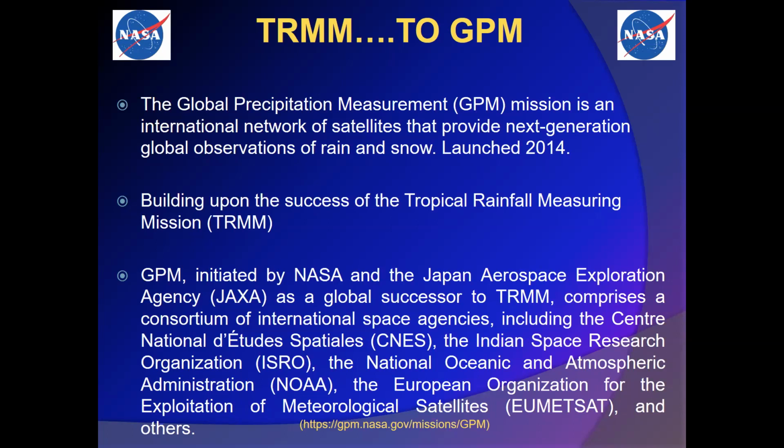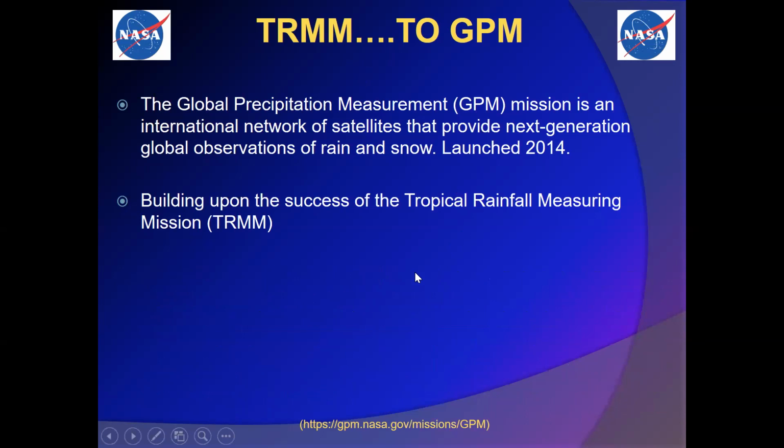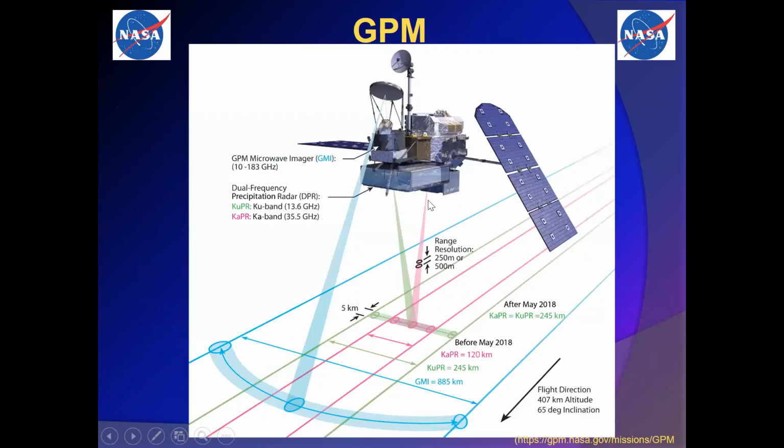And we move on. So this is an illustration of what the GPM satellite and its sensors look like. It's got microwave imagers. It's got precipitation radar at different bands, 13.6 and 35.5 gigahertz. It has a range of resolutions, 250 to 500 in some instances. And the different sensors measure at different bandwidths as well.